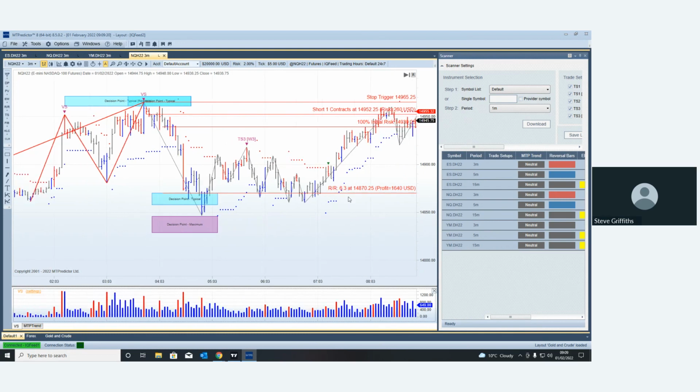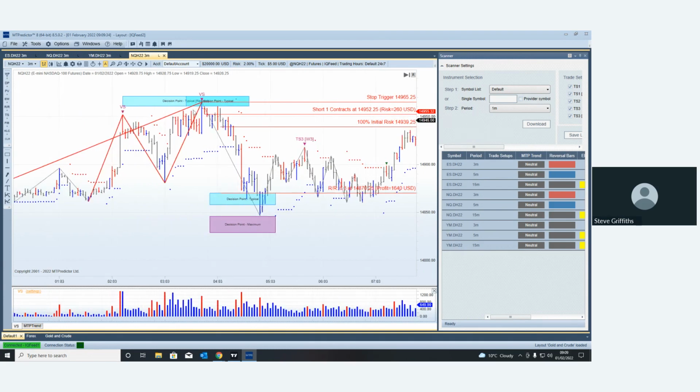So this would be a very good trade indeed. But you see what we're looking to do? We're looking to catch what is essentially a fake out.